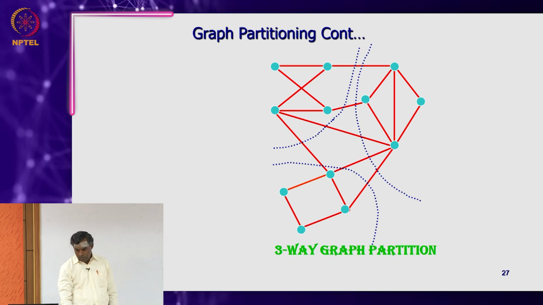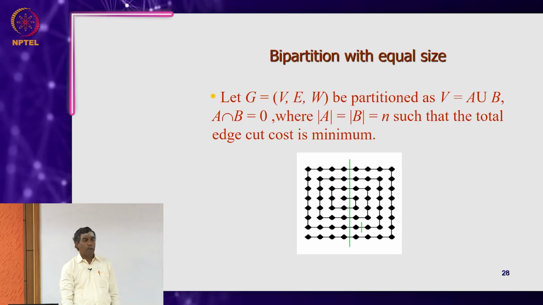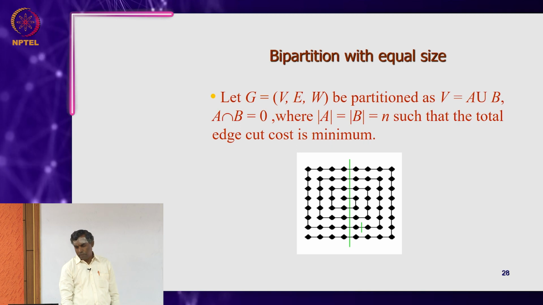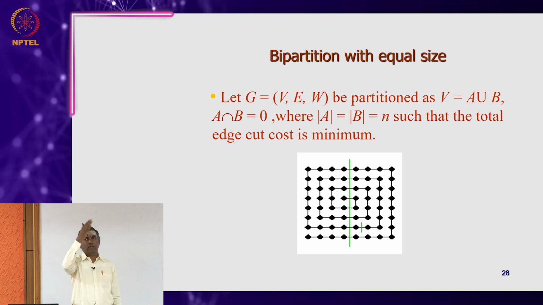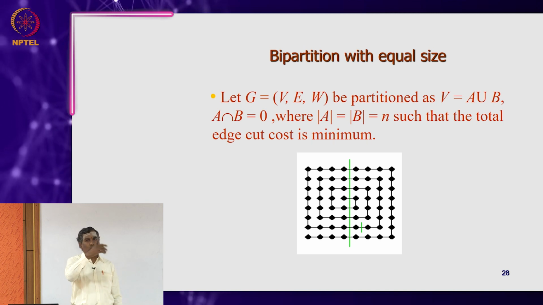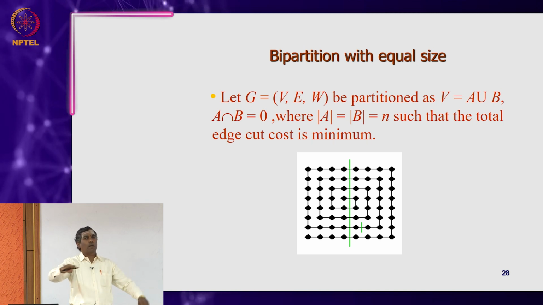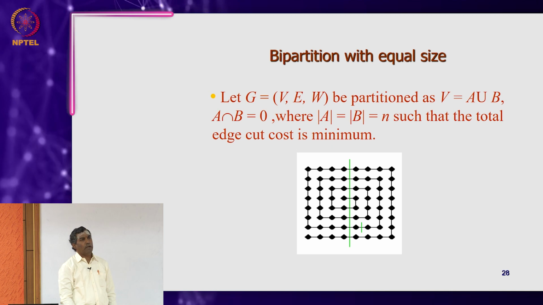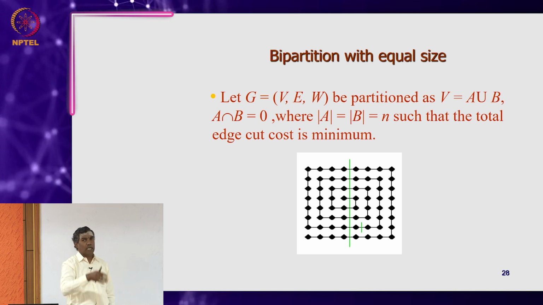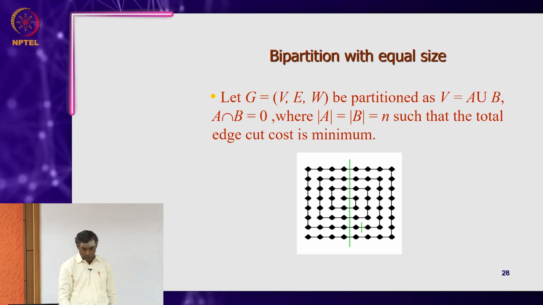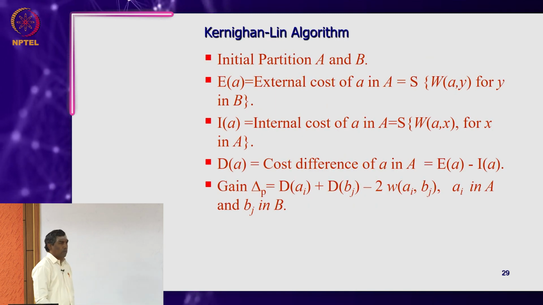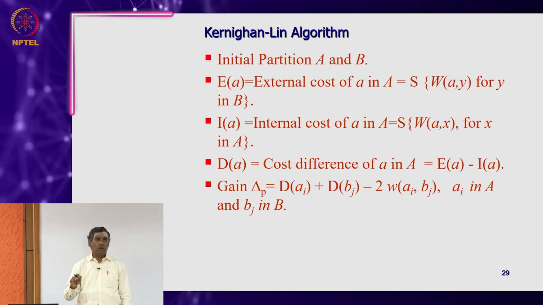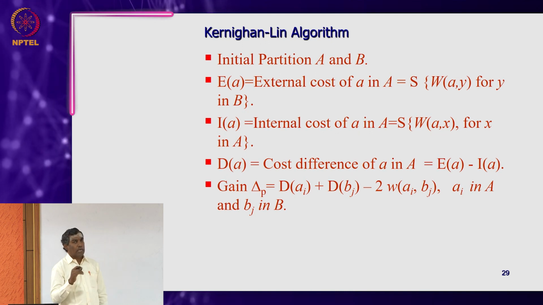I am interested in bipartition, or two-way partition. That means you have a graph where you take a set of edges and remove them, so that the graph becomes a two-way partition such that the total cut cost is minimum. It is the very famous Kernighan-Lin algorithm. I am not going into the detail of the algorithm; if you are interested you can look into it.